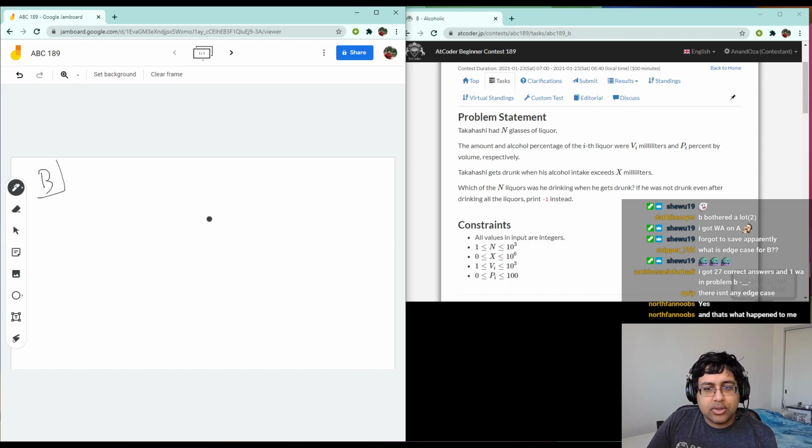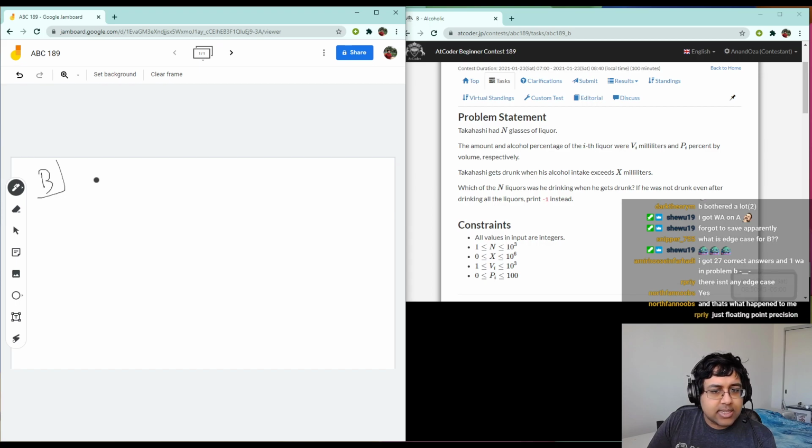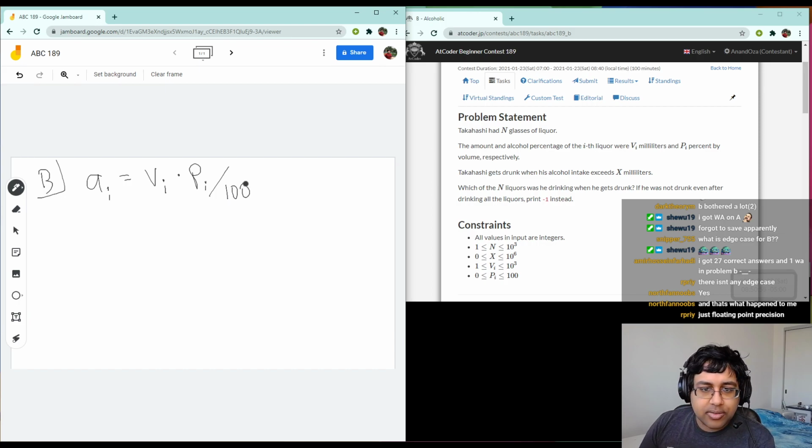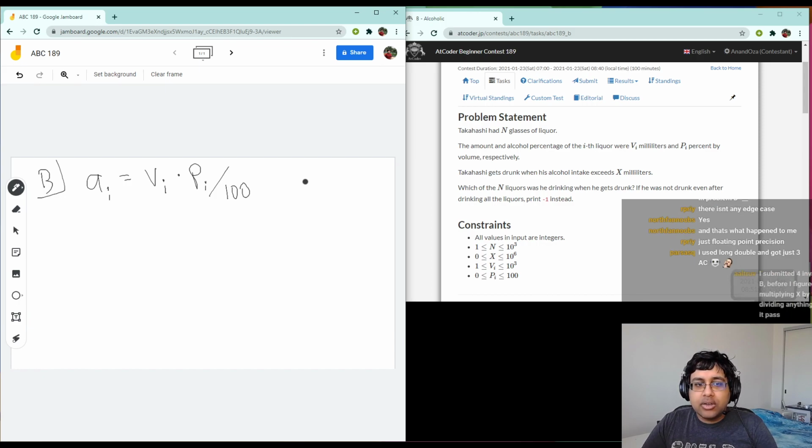Basically, let A_i equal V_i times P_i over 100. So A_i is the amount of alcohol that you intake at the ith step. The problem is this isn't necessarily an integer, so you could have floating point precision problems.